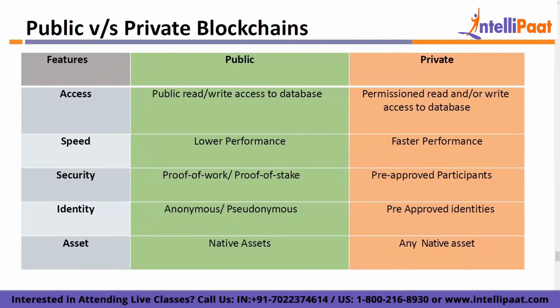Security. If we talk about security, in public blockchains, security is provided by proof of work and proof of stake that we have already discussed, while in private, it is provided by the pre-approved participants. Next comes identity.